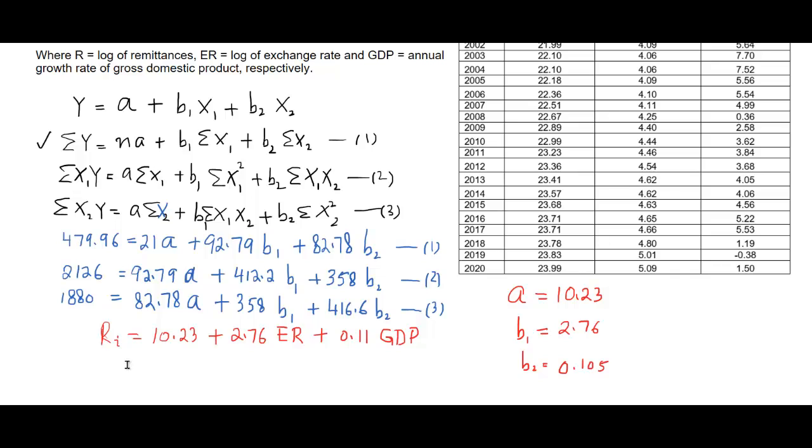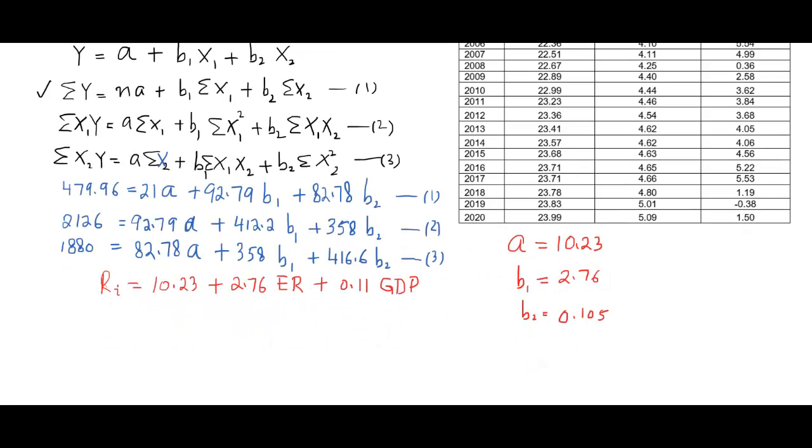Now this is our estimated regression model. Its interpretation is, if we keep GDP constant, then a 1% increase in exchange rate will bring a 2.7% increase in remittances, and if we keep exchange rate constant, then a 1% increase in GDP brings a 0.11% increase in remittances.